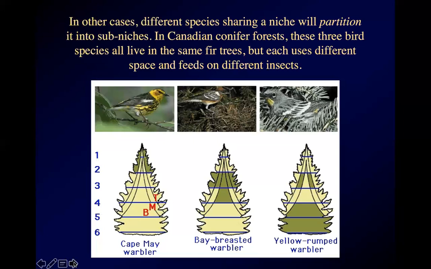So this would be like the 3 shoe stores in Valonia, one selling work boots and one selling athletic shoes and one selling dress shoes. They're not competing with each other that much.